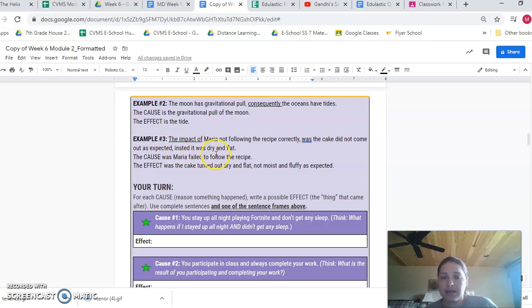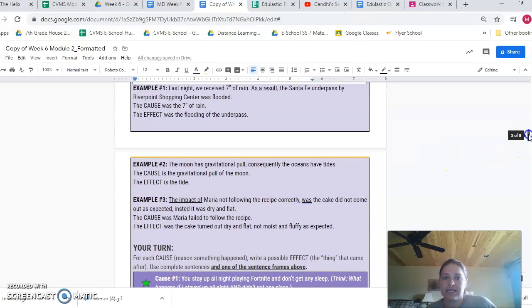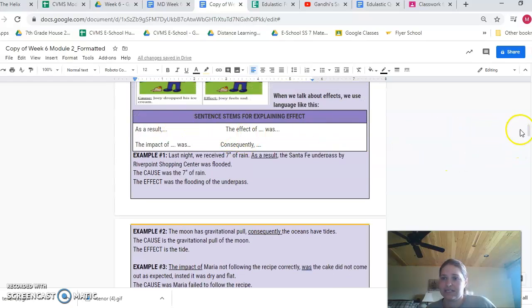Example 3. The impact of Maria not following the recipe correctly was the cake did not come out as expected. Instead, it was dry and flat. So the cause was Maria failed to follow the recipe, and the effect of that was that the cake turned out dry and flat, not moist and fluffy like you would want in a cake. So those are 3 examples. All of them use these sentence stems.